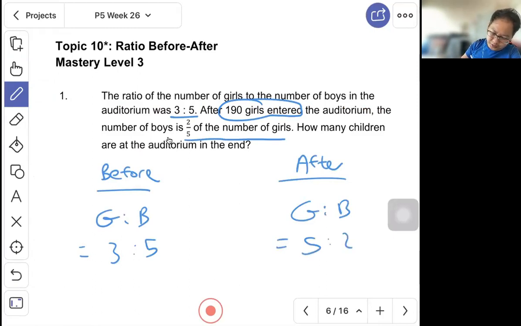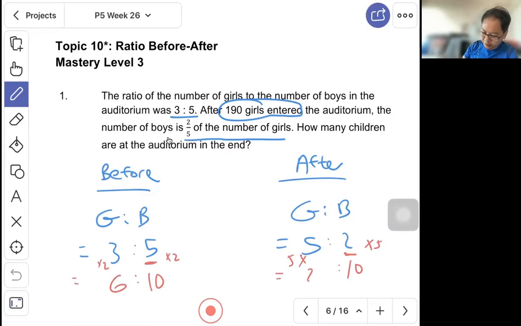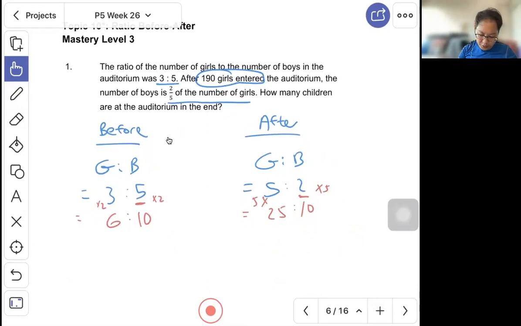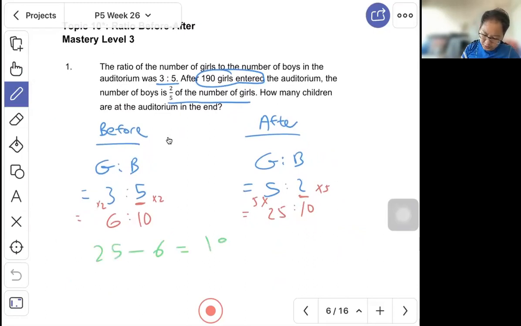So 190 girls enter means the boys will remain the same. So then the common multiple is 10. To get 10, here times 2 and here times 5. So this is 6 to 10, this is 25 to 10. So now we can compare. So this 190 just entered, that means from 6 to 25 increased by 19 units. So this 19 units is 190 girls. So one unit will be 10.